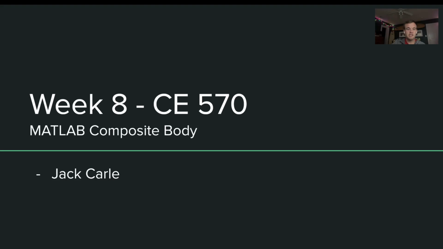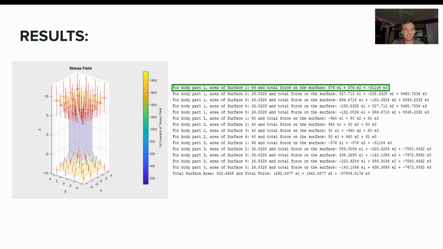Hi, my name is Jack, and this is my week 8 project on the MATLAB composite body. I like to start off with the results so you can see my geometry and what I'm working towards. So I have a three-body system. The top and the bottom are mirrored frustums with base B and height H and top length of A.